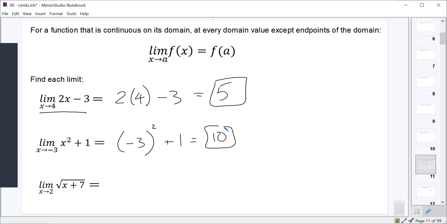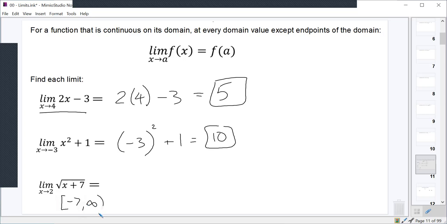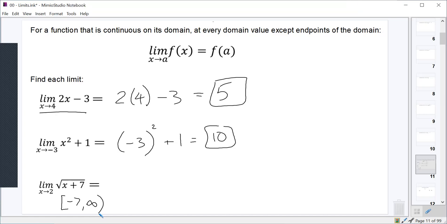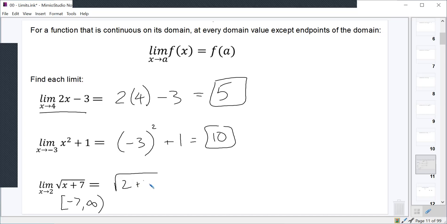This function's domain is negative 7 to infinity, using interval notation, because if I have anything below negative 7, like negative 8, we end up with the square root of a negative, which we can't have. At negative 7, we get the square root of 0, which we can do, and anything above negative 7 is positive inside the radical, so we can do that as well. Since this is continuous on its domain, and radical functions are continuous on their domain, all we have to do is plug in 2. This becomes the square root of 2 plus 7, the square root of 9, which is 3.